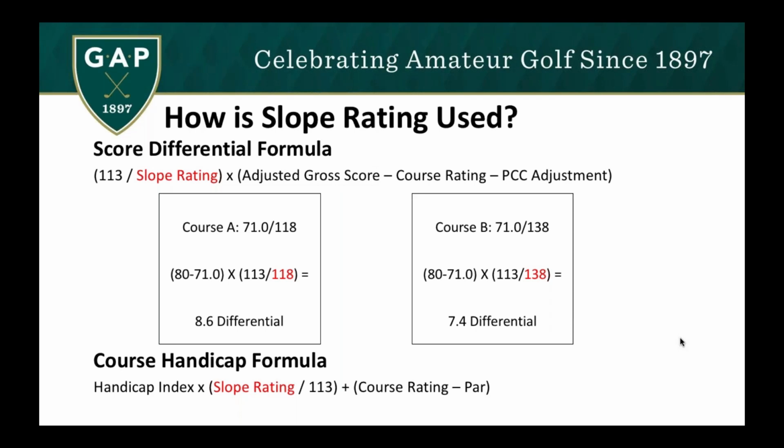That 8.6 index would get them back to a 9 course handicap, which is exactly the number that they shot over the course rating. So they shot 80, course rating is 71, they shot 9 over. Looking at example B, this player with a higher slope rating gets a lower differential, obviously 7.4. But when you take that 7.4 and put it back into the course handicap formula, that player is also going to get the 9 strokes back, so that they play to the handicap that they shot. They shot 9 over the course rating. In both cases, we want to make sure they get the right number of strokes when they go back out to play golf.